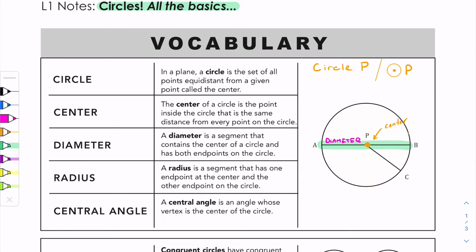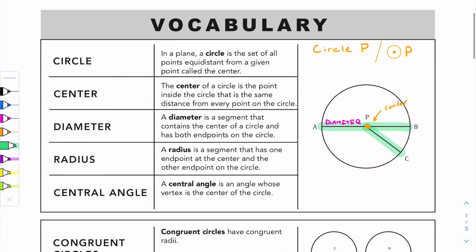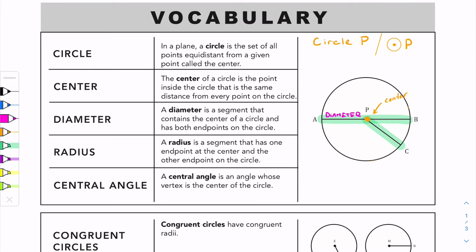You should all know what a diameter is, just like you should know what a radius is. And a radius is the segment that has one endpoint in the center and the other endpoint on the circle.